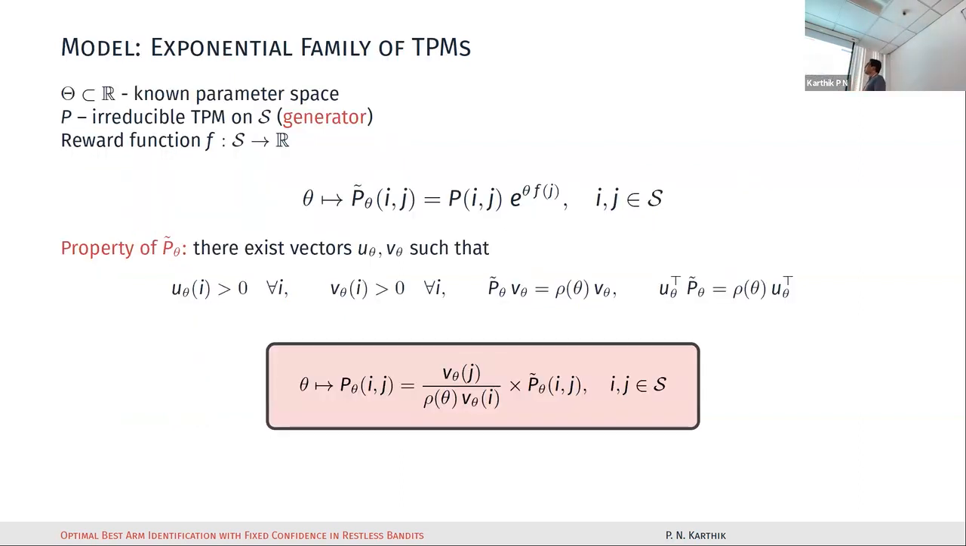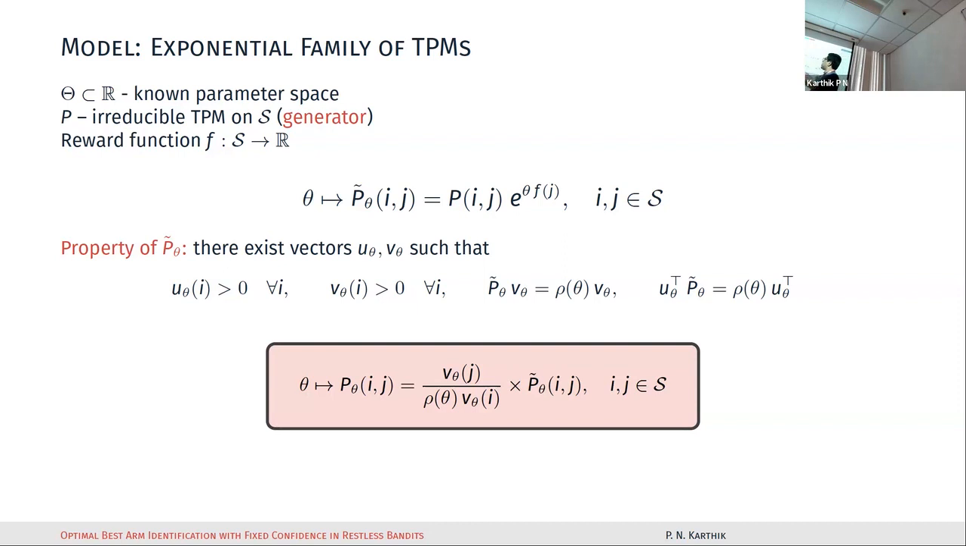Okay, so what is the model? This is a single parameter exponential family to generate matrices. Let's see how that can be done. We start with a parameter space theta. I am now assuming that the parameter space is a scalar space. We can easily extend it to vector parameters. We start with a generator matrix P, which we assume is irreducible. And we are given the reward function f. Let's say this is a function of the state space of the arms. S is the state space of the arms. So these three are required to describe our model.